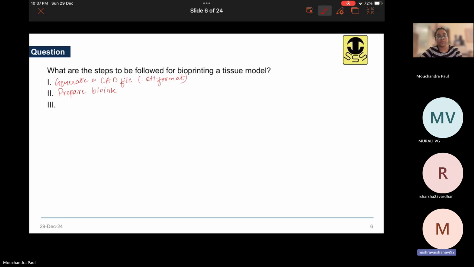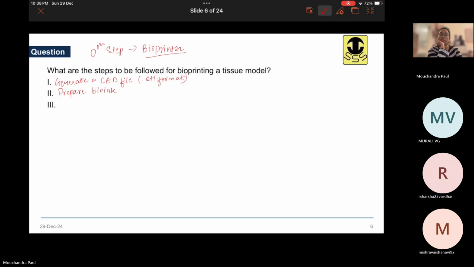Selection of the technique which we are going to use, like which type of 3D bioprinting we will use. That should be understood, right? That would be like the zeroth step. You already have a bioprinter with you. Post processing. First you need to print, right? Post processing would be the last step.